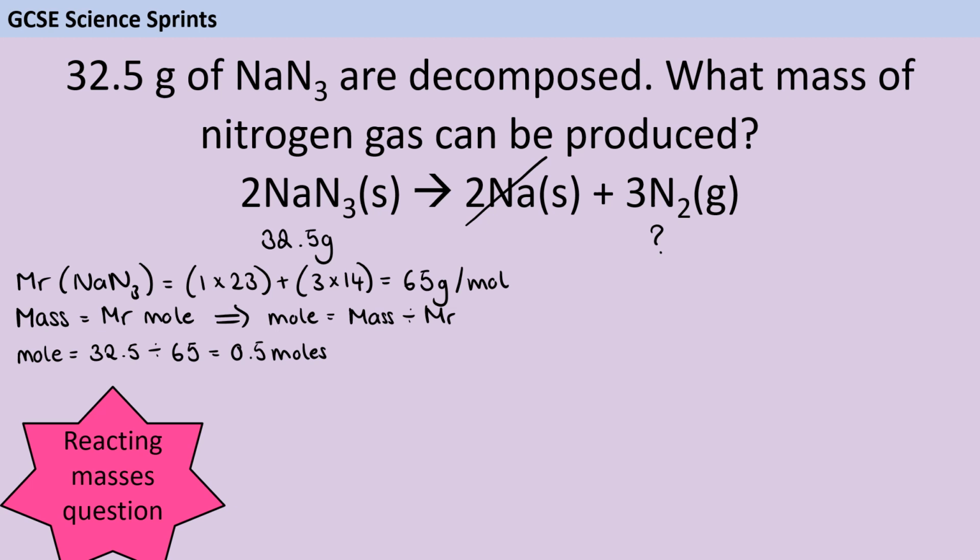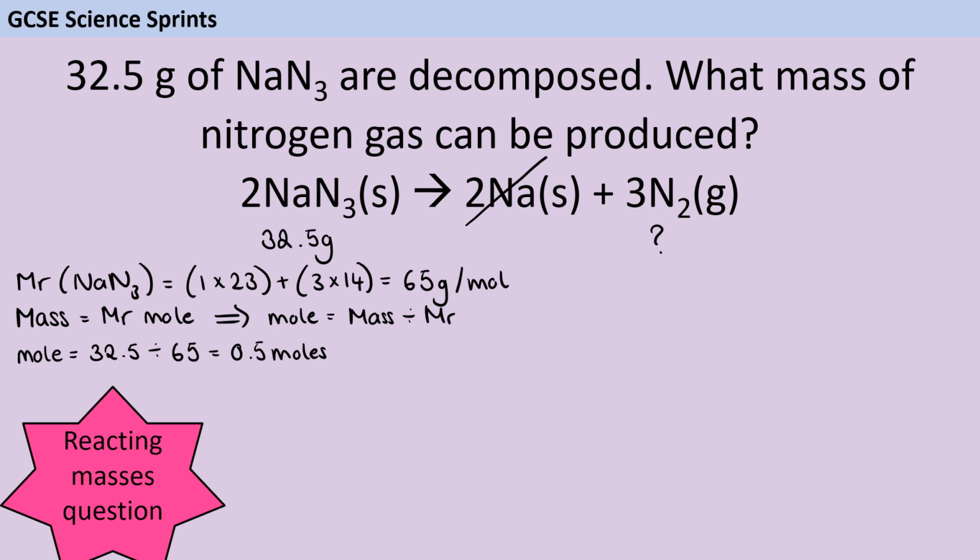So now we need to know our moles of nitrogen. And that's not going to be the same as the moles of sodium azide, because as you can see, for every 2 sodium azide, we make 3 nitrogen. So some of you are looking at that and going, right, it's 50% more, great, I can do that, that'll be 0.75. Some of you are not that confident with maths, but also sometimes we're not going to have numbers that are just this nice.